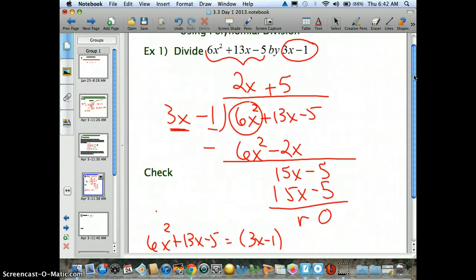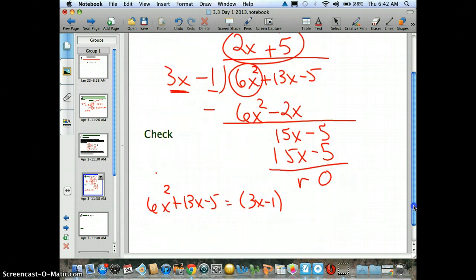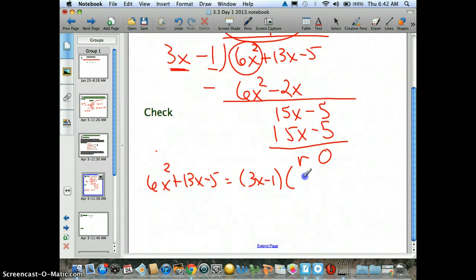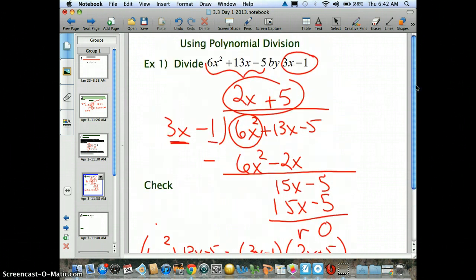Times our quotient here of 2x plus 5. So if we take this 3x minus 1 times the 2x plus 5 and multiply them together, we should get this dividend that we started with. And notice if you FOIL this out, you do get this here. Okay, so that's how you would check to make sure that that works. So our answer to this division problem then is 2x plus 5. So there's our solution.